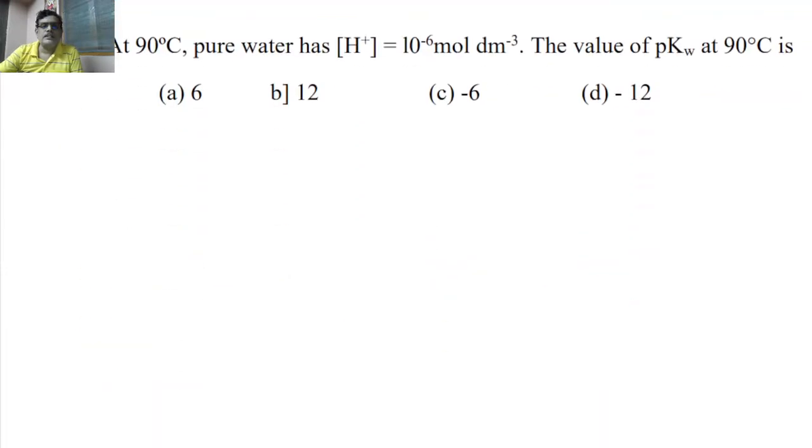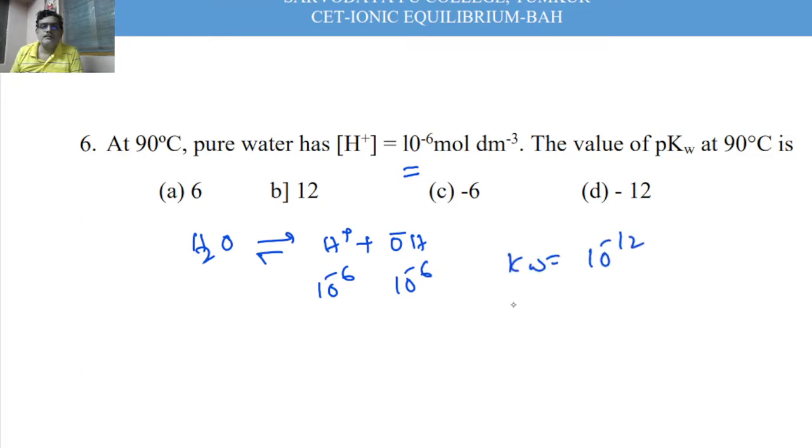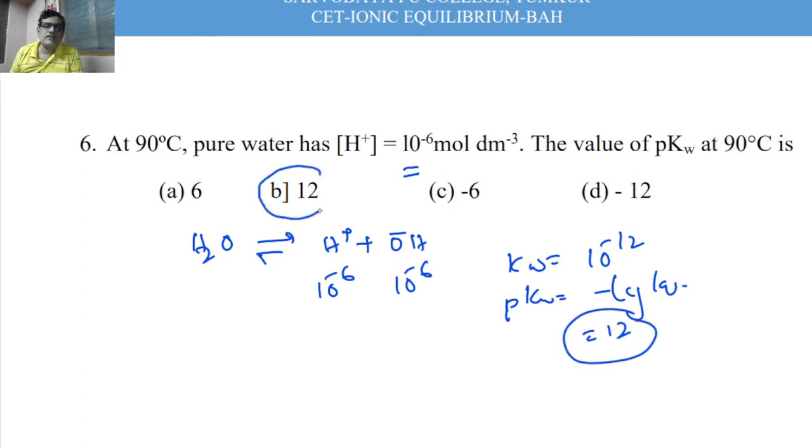At 90 degrees centigrade, the hydrogen ion concentration of water is 10 to the power of minus 6. See, dissociation of water increases as the temperature increases. This is true for all weak electrolytes. Now it is given as 10 to the power of minus 6, and the hydroxide concentration will also be 10 to the power of minus 6. Therefore, Kw will be 10 to the power of minus 12. So pKw, negative logarithm of Kw, will be 12. See, the value of pKw decreases at high temperatures. So the answer for this question is 12.